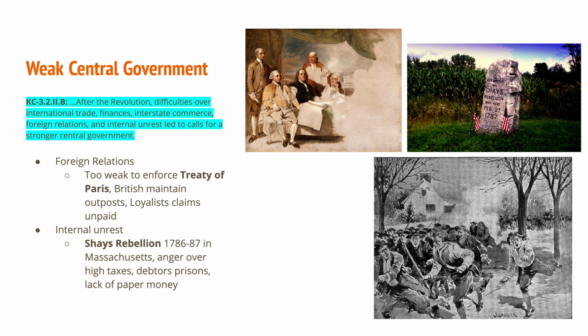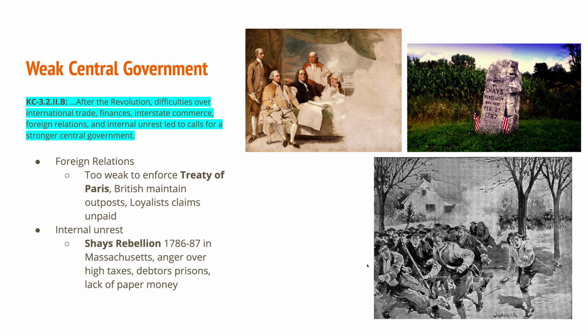Continuing on here with more problems, foreign relations. The new United States were too weak to enforce the Treaty of Paris. Per the Treaty of Paris, the British were supposed to evacuate all of their troops and all of their outposts in the Western United States, but they remained there through the 1800s because the United States had no ability to enforce that part of the treaty.